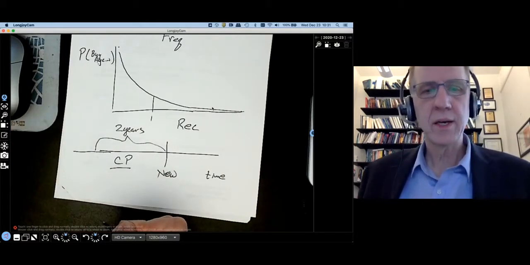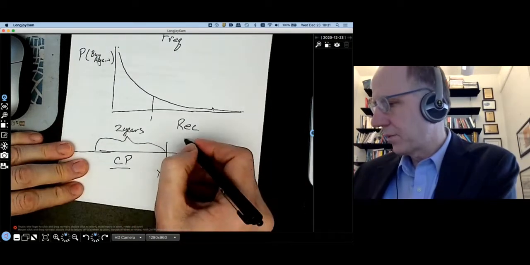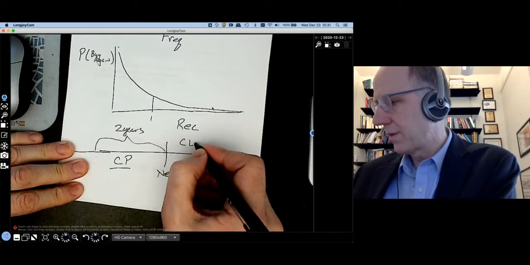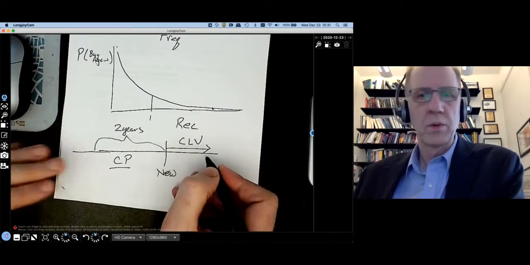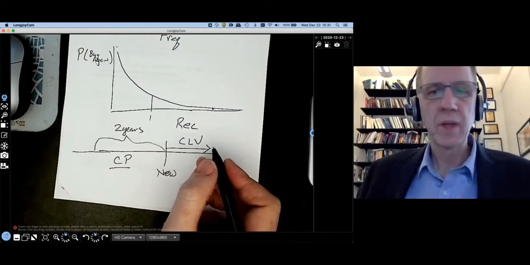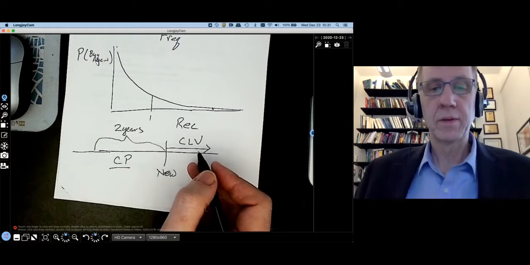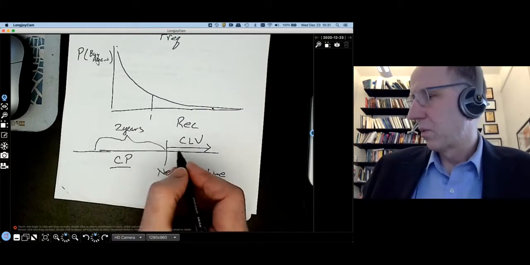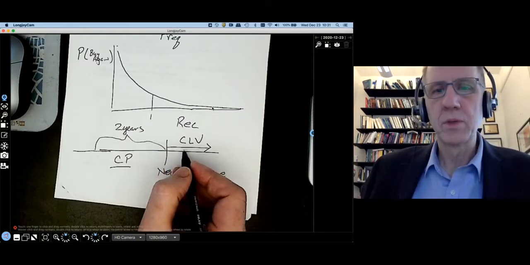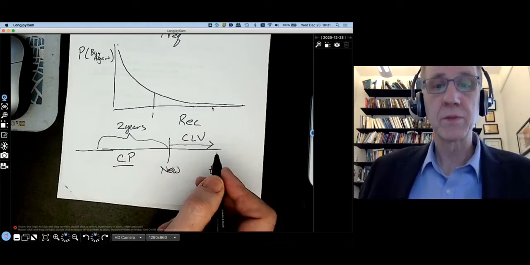Now, contrast that with lifetime value. So lifetime value, which I'm going to denote by CLV for customer lifetime value, is a projection. So you cannot measure lifetime value. Let me repeat that. Lifetime value is a forecast, it's a projection that cannot be measured. It can only be modeled. So it's how much profit do I expect to derive from a customer relationship into the future.